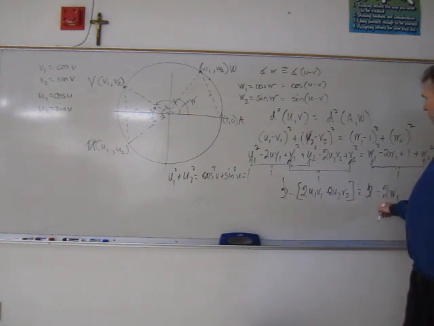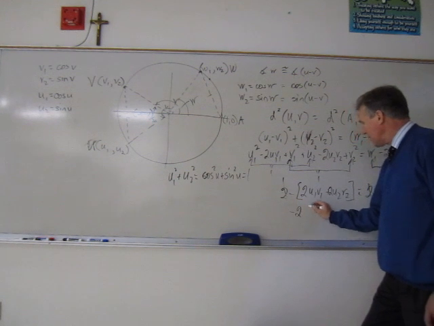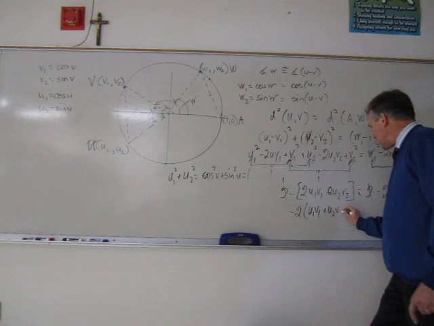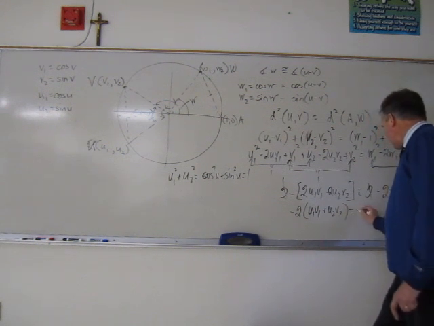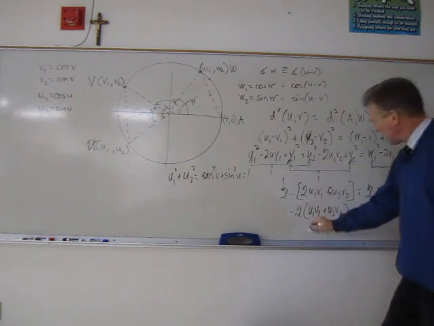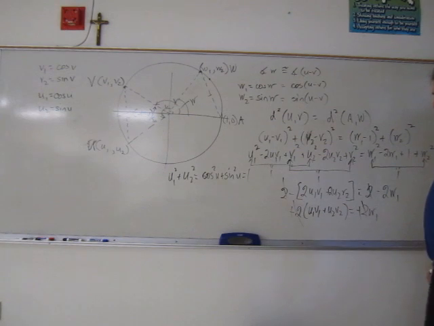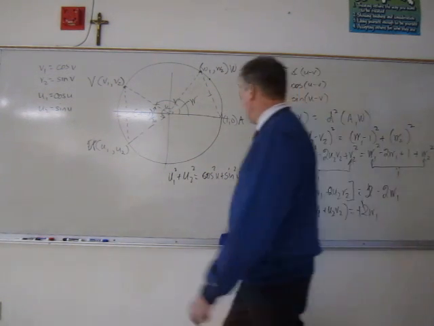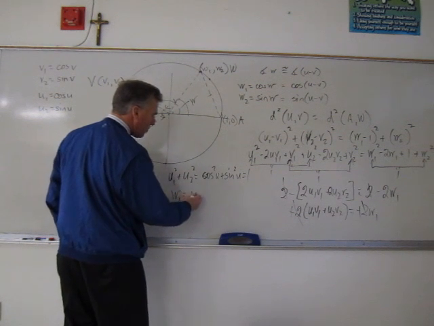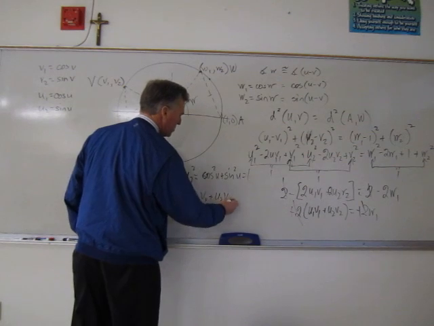I also have a negative 2 here, and let's factor the 2 out, and I get U sub 1 V sub 1 plus U sub 2 V sub 2 equals W sub 1. And look what I'm left with, guys. W sub 1 equals U sub 1 V sub 1 plus U sub 2 V sub 2.